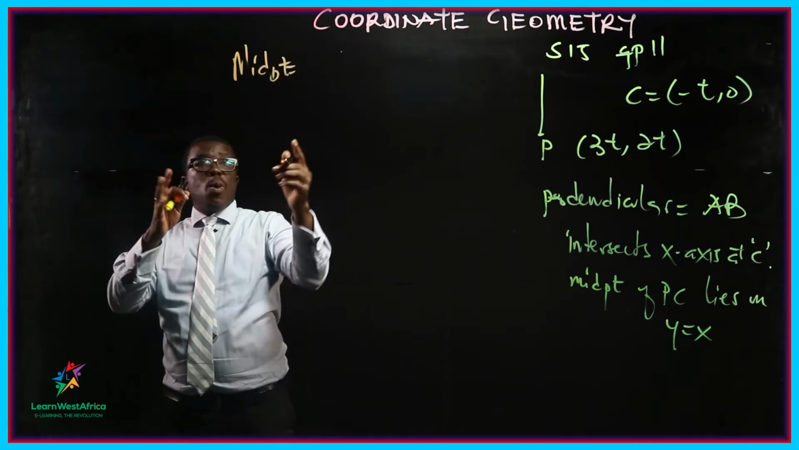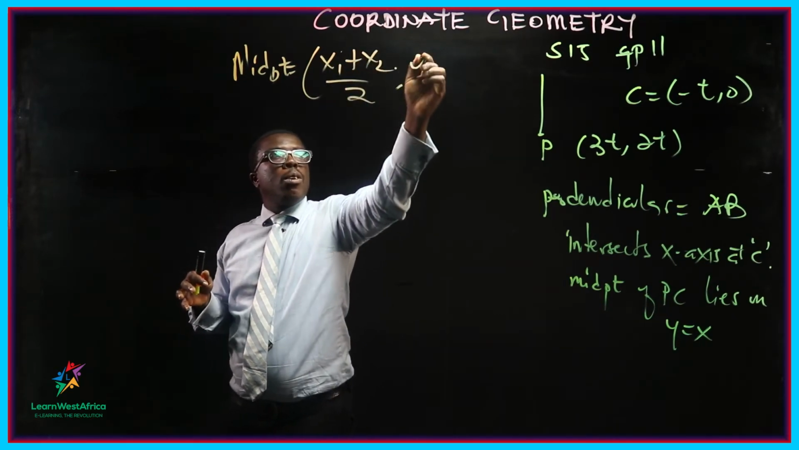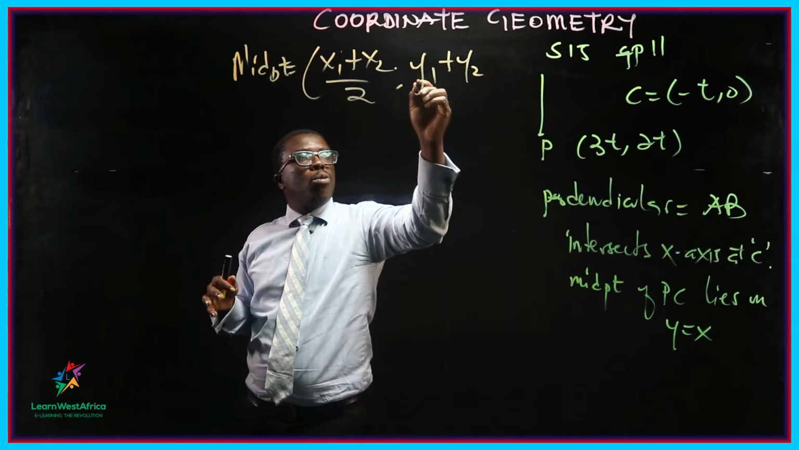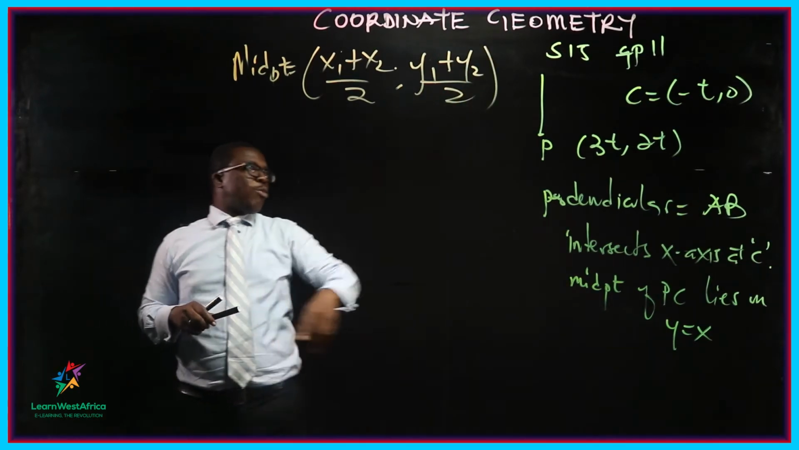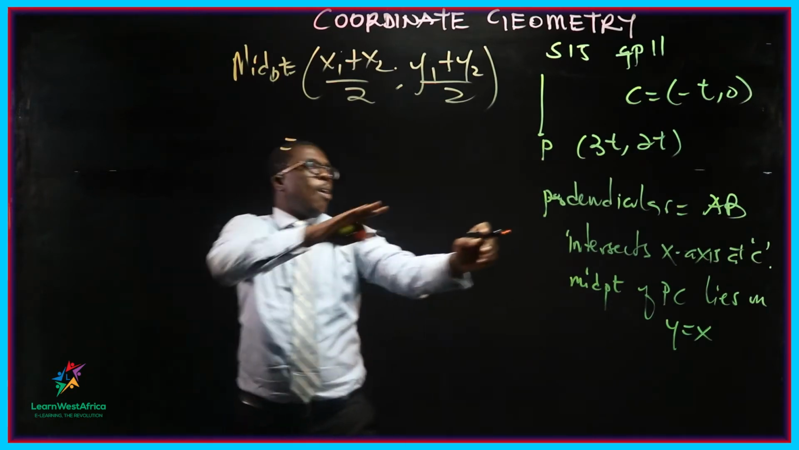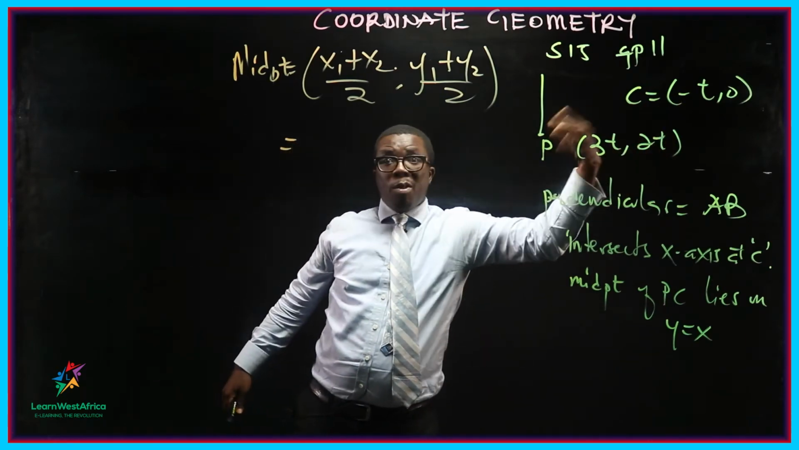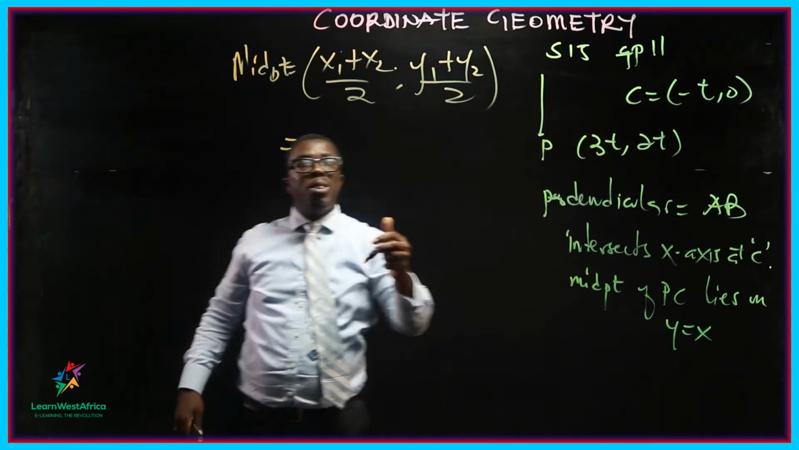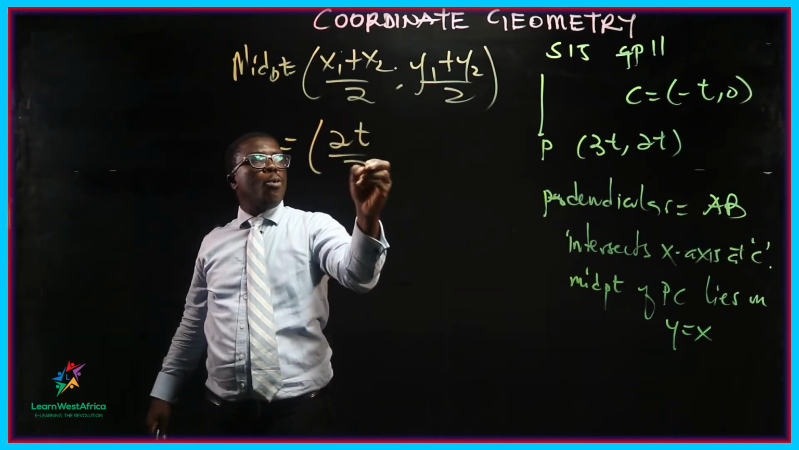Okay, x1 plus x2 all over 2, y1 plus y2 all over 2. So that's how we find the midpoint, okay? So let's just try and use that for the midpoint of PC. What are we going to get for that? Our x's will be added. So 3t minus t will give you 2t. All right, so we're going to get 2t over 2.